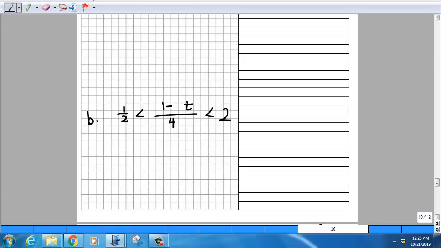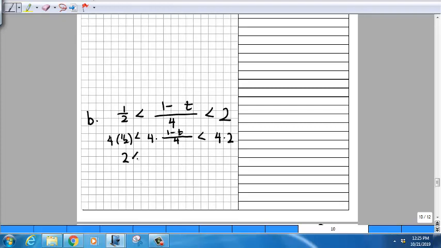What I want to do first, remember, is isolate the t in the middle of this compound inequality. So we have to start simplifying that middle. How could I multiply by 4? Yeah, multiply everything by 4, so the left and the right as well, plus the middle. Whatever you do to one part of the compound inequality, you have to do to all 3 parts. So I'm going to multiply here by 4, and then also here by 4.